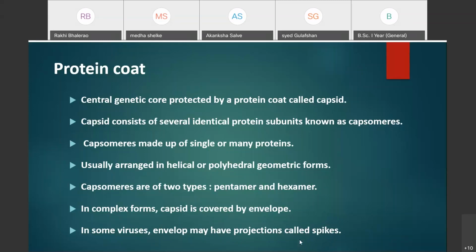Okay, then again the viruses in which the capsid is not covered by the envelope are known as naked or non-enveloped viruses.